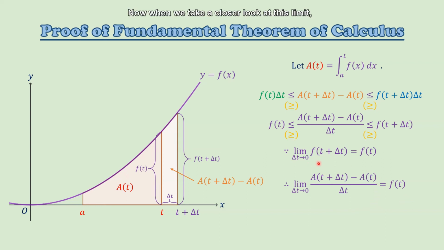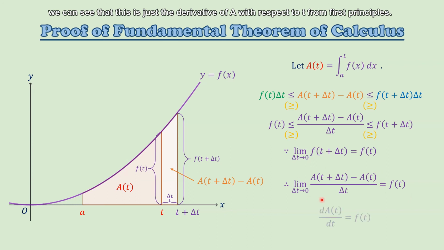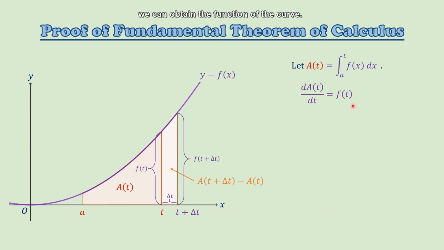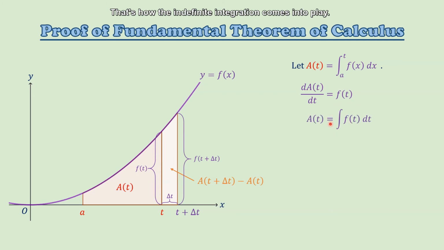Now when we take a closer look at this limit, we can see that this is just the derivative of A with respect to t from first principles. After all this, we have obtained this important result. That is, by differentiating the area under curve, we can obtain the function of the curve. That's how the indefinite integration comes into play. To get the area function, we have to integrate the function of the curve. In this way, the area function A(t) is equal to F(t) plus c, where capital F(t) is a primitive function of small f(t). Now we just need to find c in order to obtain A(t) exactly.